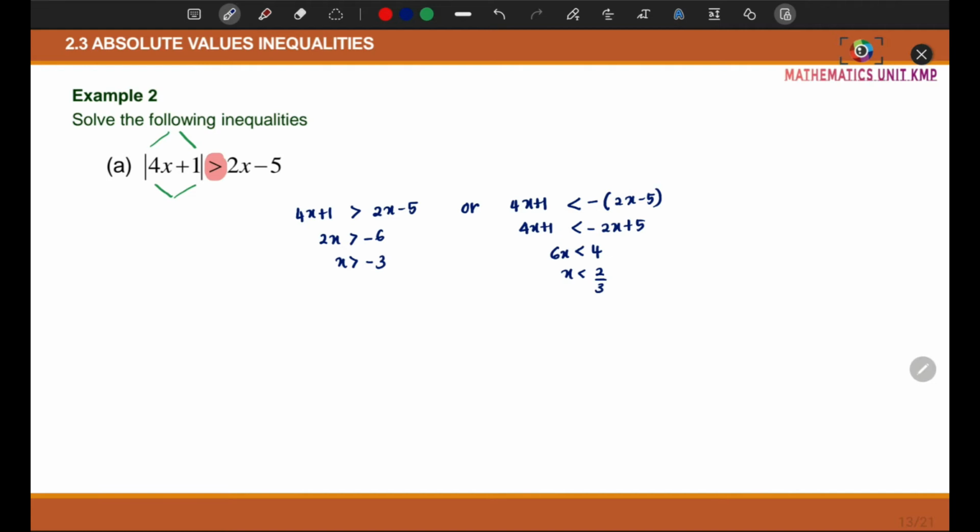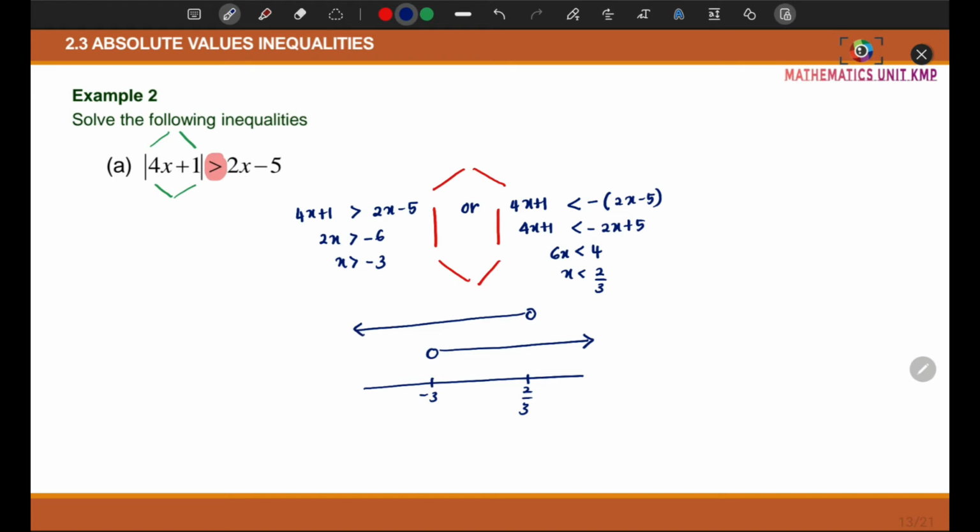So then we will combine our answer. Okay, separate, calculate, combine. So make a number line, negative 3, 2 over 3. So x greater than negative 3. So open interval to the right because it is greater than. So x less than 2 over 3. Open to the left. Okay, now we will choose our answer by looking at the middle.